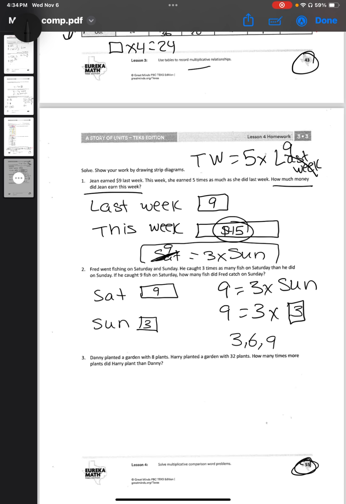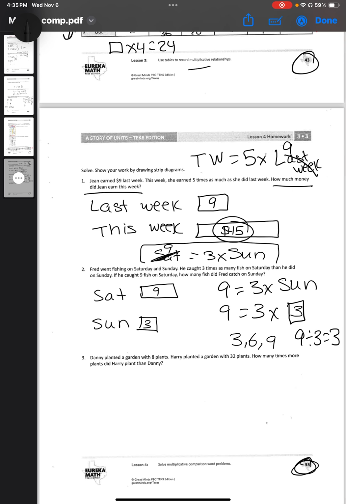Now, you could have worked this out also as a division problem. You could have said 9 divided by 3 equals 3. But I find that most kids prefer multiplication. So that's what I try to turn this into.